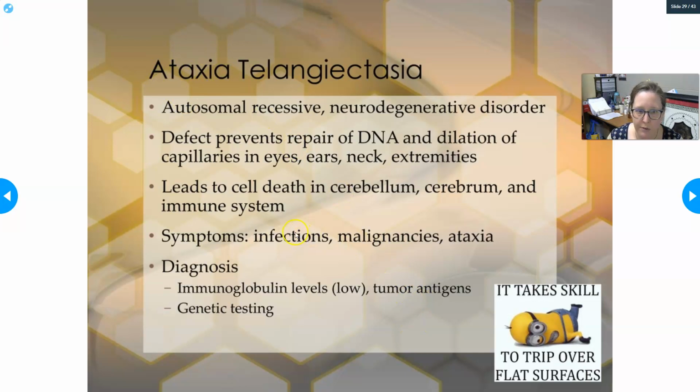And so the symptoms, therefore, are infections, malignancies, and ataxia, that clumsiness, and it is because you get cell death in the cerebellum, which coordinates your movement, so that's your smaller brain there, and it coordinates your mobility skills, if you will, and then the cerebrum and the immune system are all damaged. The diagnosis will show low immunoglobulin levels, positive tumor antigens, and you can also do genetic testing.